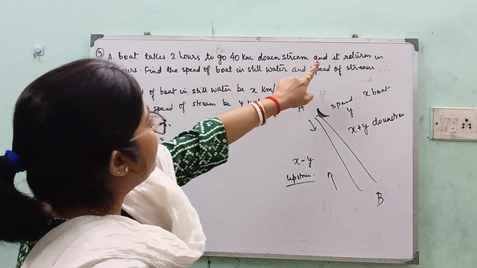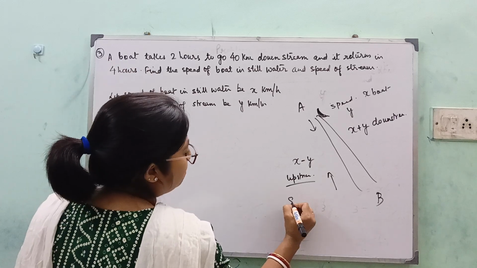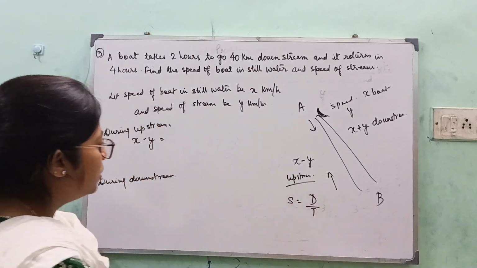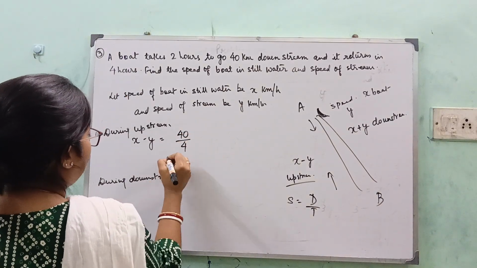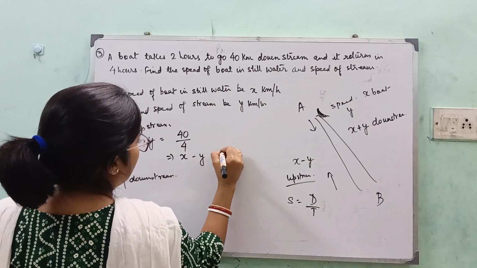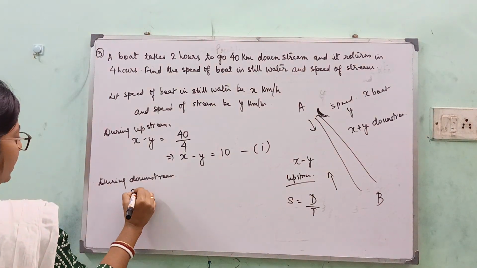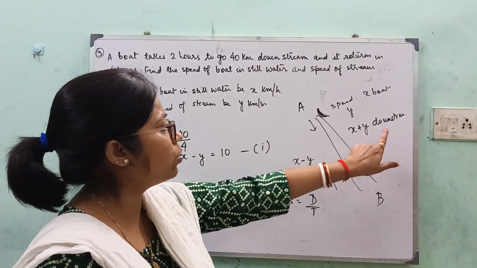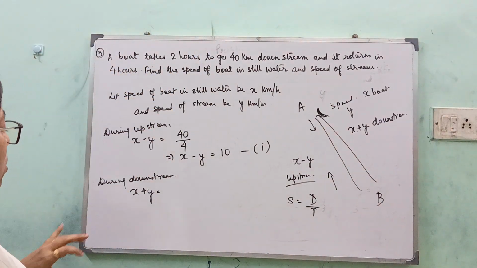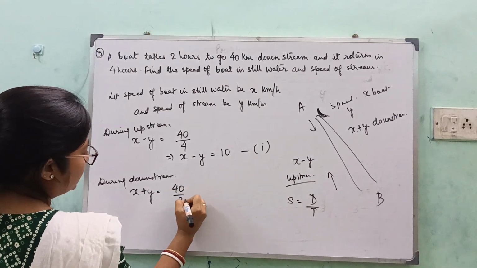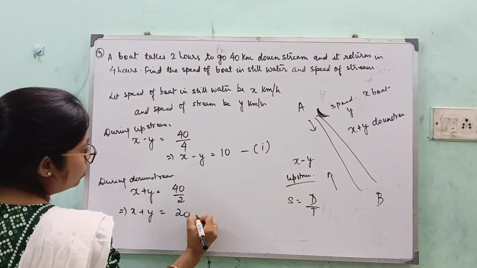So here during upstream, the time is 4 hours and the distance is 40. So we know speed is distance by time. So speed is 40, distance is 40 and time is 4. That means x minus y is equal to 10. This is equation number 1. Alright. And during downstream, it is x plus y, as told over here already. So during the downstream, you can see the boat takes 2 hours. So 2 hours means 40 by 2, distance by time. So x plus y equals 20.